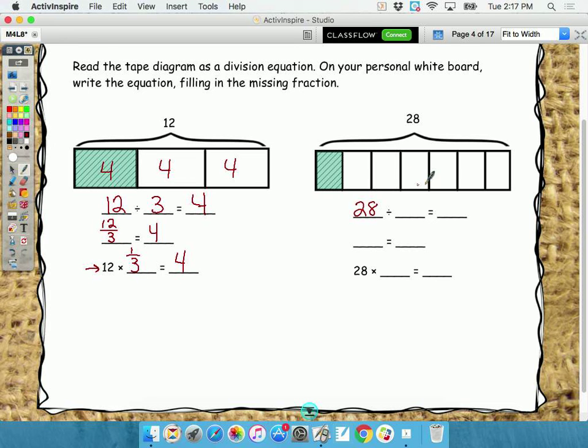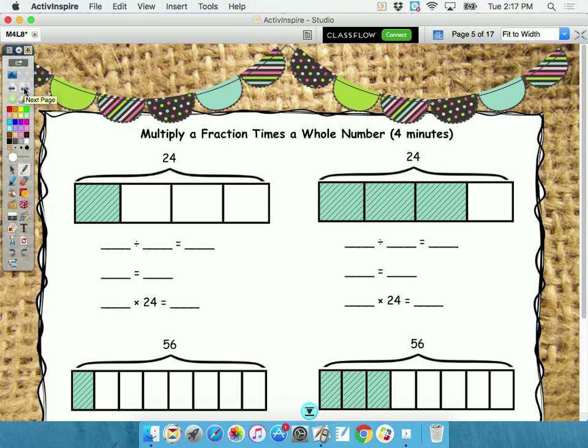Okay? All right, so what's my total here? And I am dividing by 7. So my answer is 4, correct? So I would have 4 in each of these. Okay, and I don't need you to shout out answers. Another way to write 28 divided by 7 is 28 sevenths. Carson, what can I multiply times 28 to get the answer of 4? 1/7. Does my tape diagram show 1/7? It does.